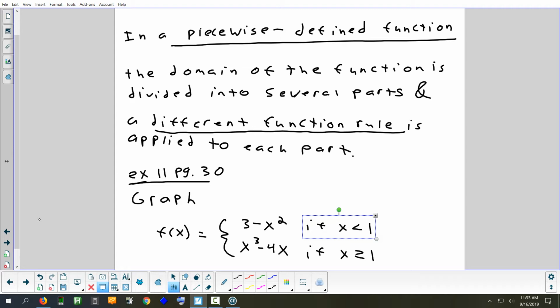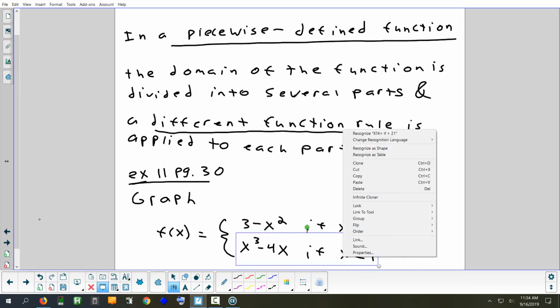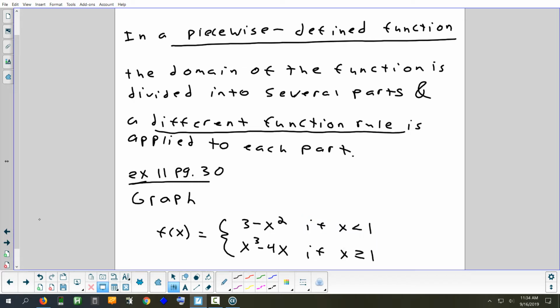What do you think? Is there any value of x you could give me that wouldn't fit one of these 2 conditions? What do you think, Eric? No, no matter what number you give me, it's either going to be less than 1 or it's going to be greater than or equal to 1. So it's going to fit into one of these formulas.